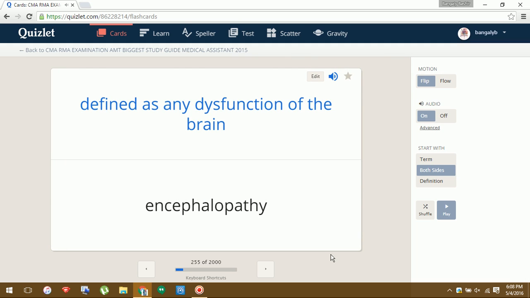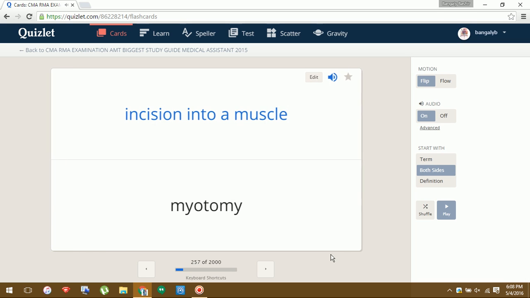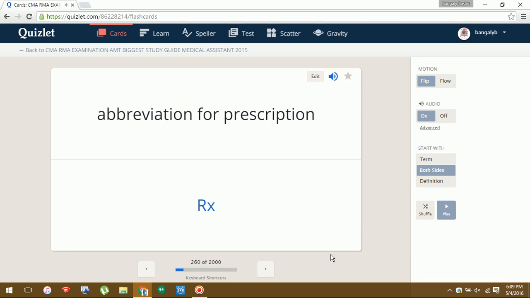Defined as any dysfunction of the brain. Encephalopathy. The medical term for inflammation of the liver is hepatitis. Incision into a muscle. Myotomy. Water-soluble vitamins B and C. Means 4 times per day. QID. Abbreviation for prescription. Rx.